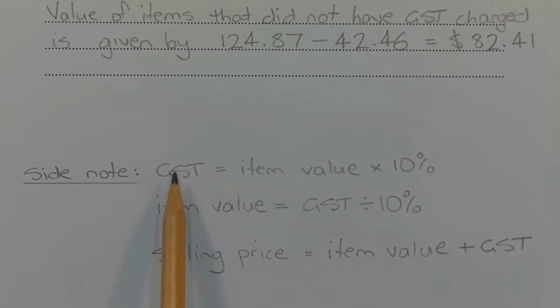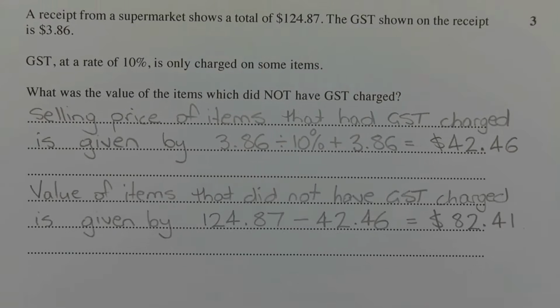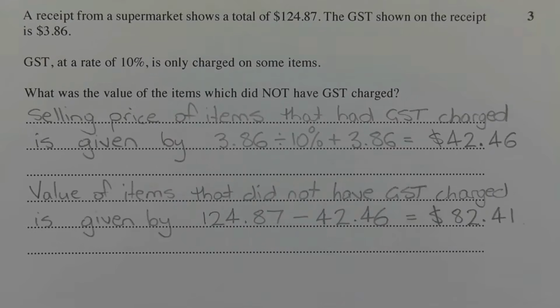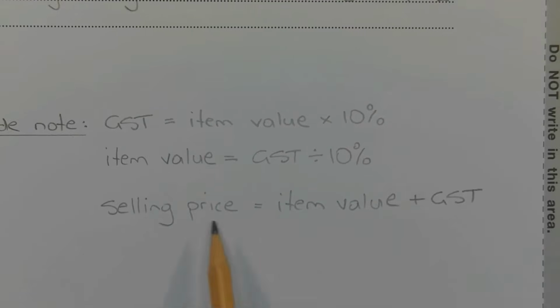As a side note, the GST is found by taking the item's value and multiplying that by the GST rate of 10%. So to get the item value given the GST, we rearrange this equation to make item value the subject. So item value is equal to GST divided by 10%. And that was the formula that I used here. So to get the selling price, we take the item value that we just found and then add on the GST charged.